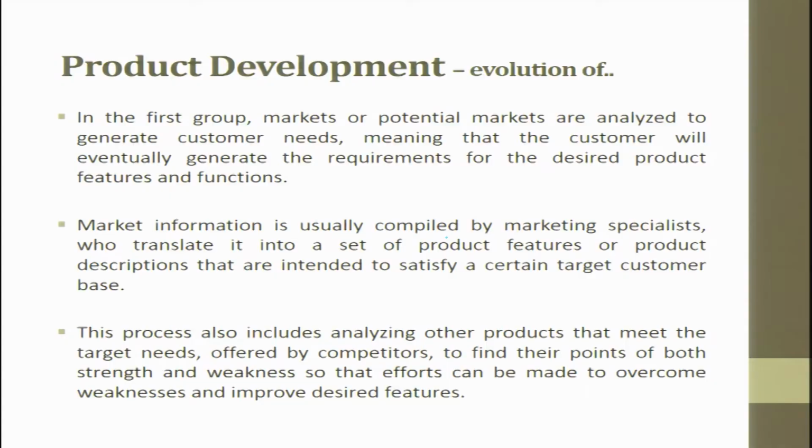product. The market information is usually compiled by marketing specialists who translate it into a set of product features or product descriptions that are intended to satisfy a certain target customer base. So, the other important thing we should understand is there is nothing called a universal product which everybody would like and everybody will buy.